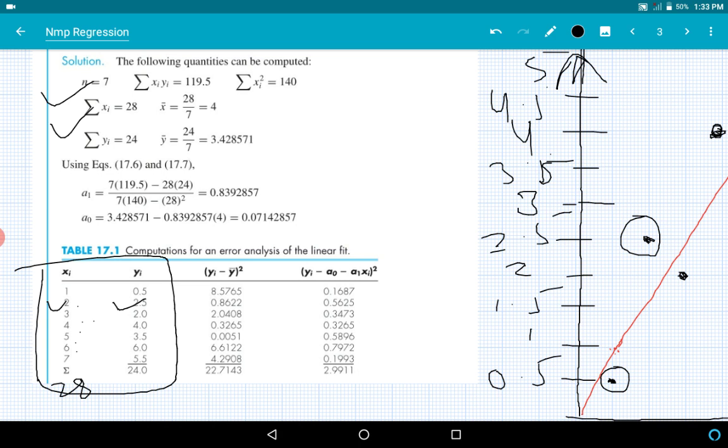Then you can find the mean. How many points are there? 7 points. What is the total of all the coordinates? 28. So mean will be 28 divided by 7, that is x bar is 4.